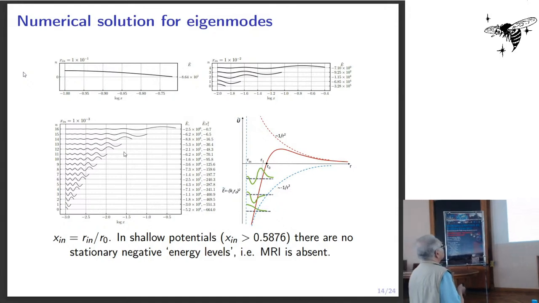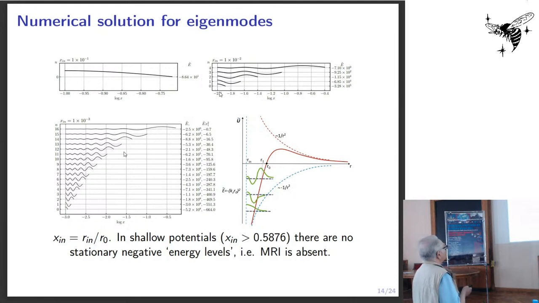This is the result of the solution, the eigen modes for different depths of our potential. In this case, we have a shallow potential, and x in is only one tenth. We have only one level. In a shallow potential, if x in is more than this quantity, there are no stationary negative energy levels, and MRI is absent.